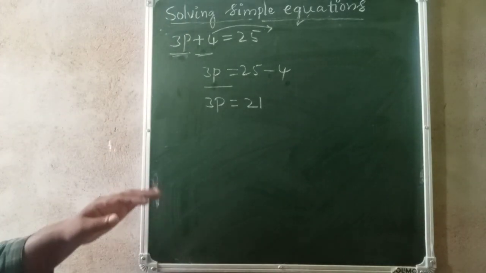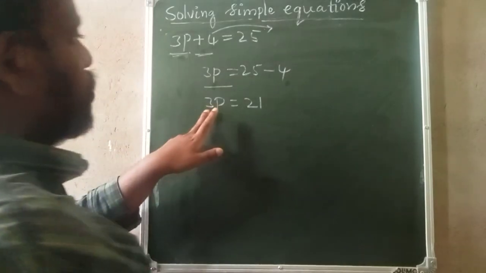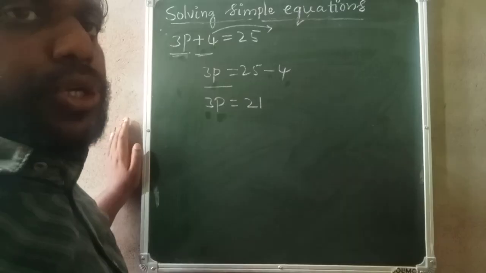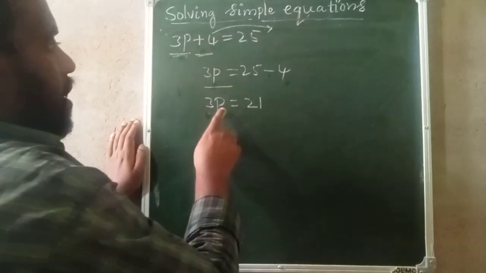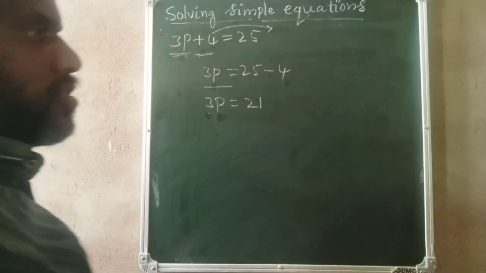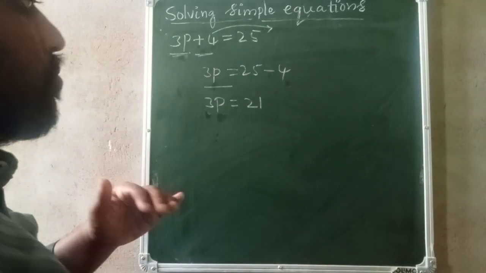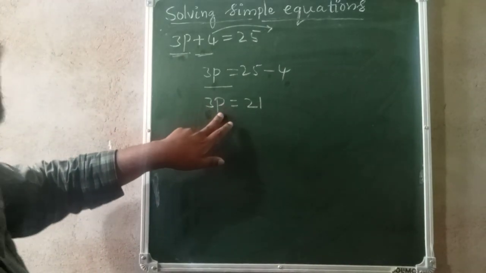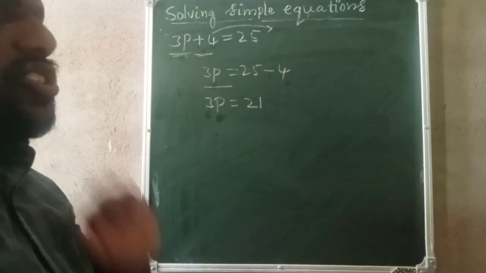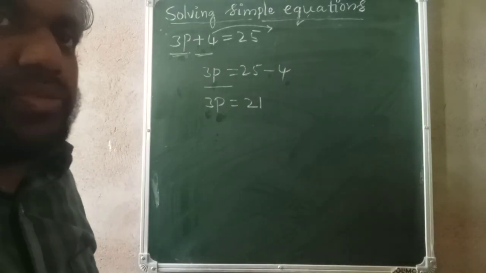Now we want p, we don't want 3. 3p is like 3 into p. I mean, between 3 and p there is a multiplication. We don't want this 3, we want only p. Simply you cannot erase this 3. If you simply erase it, it will be wrong.